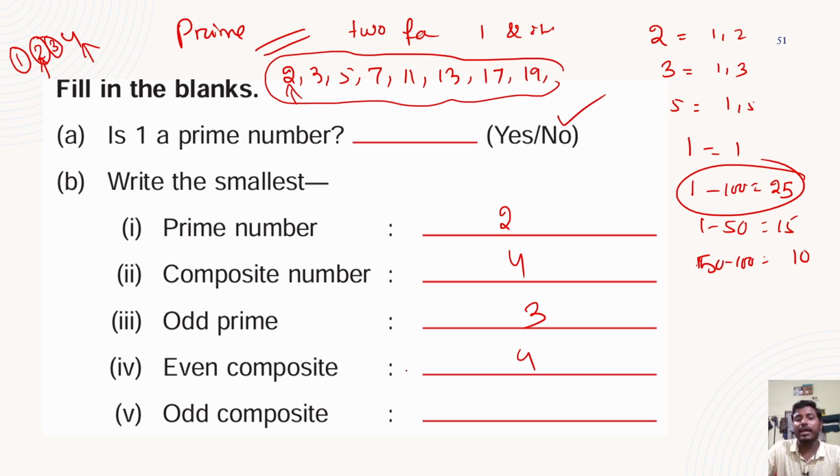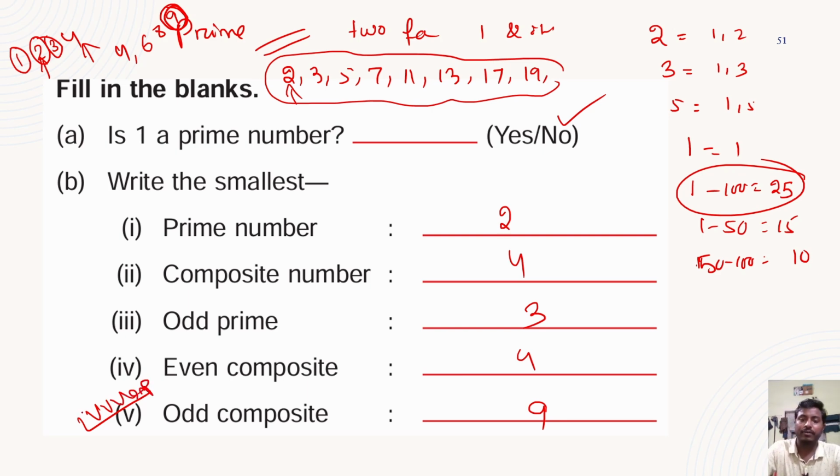Odd composite, that is 9. Because 4 is the first composite number, 6 is the second, then 8 is the third, then 9 is the fourth. But 9 is the odd composite number. So the answer is 9. This is very, very important.